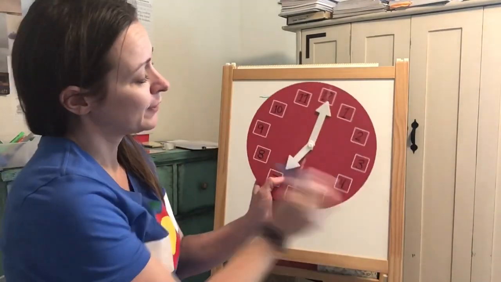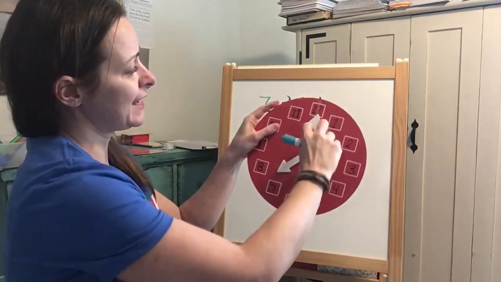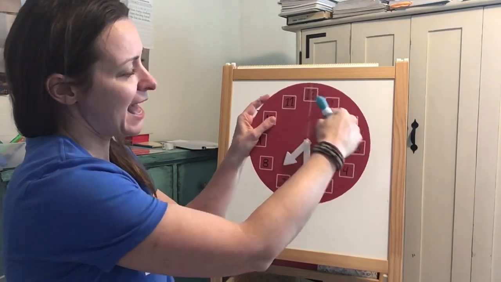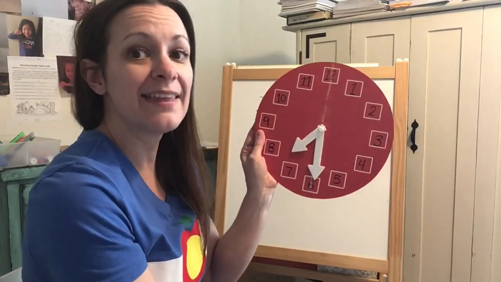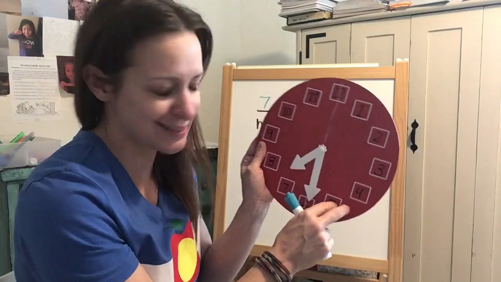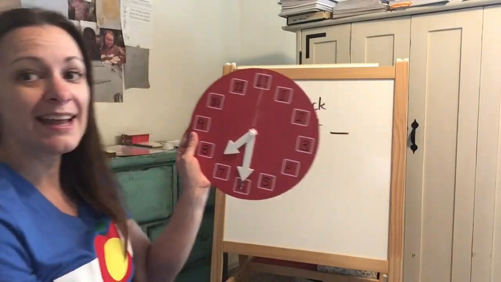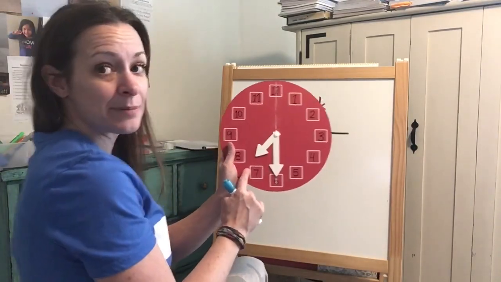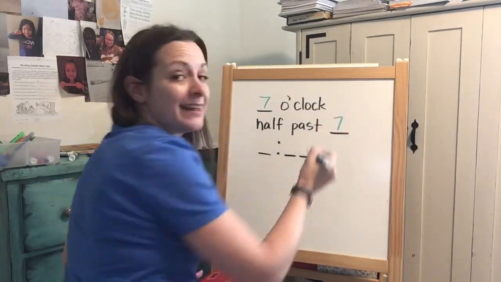Now, if this little hand moves halfway in between the 7 and the 8, and the big hand comes all the way down to the 6, halfway around our clock face, then it's what time? And remember, it goes a lot slower than that. We can't just go zoop, but this is a fake clock. What time is that? That would be half past 7. And again, you guys did awesome at that last week.